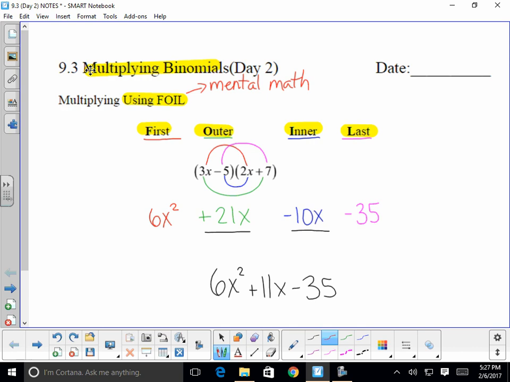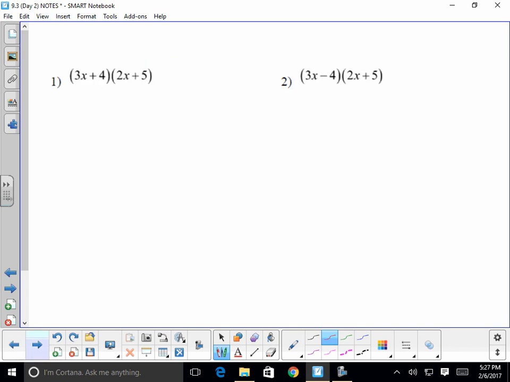Let me show you how I want you to do this mentally. First, you're going to multiply 3x times 2x. That is first times first. That's 6x squared. Now, this next part I'm going to show written down, but I want you to figure out how you can do this in your head.